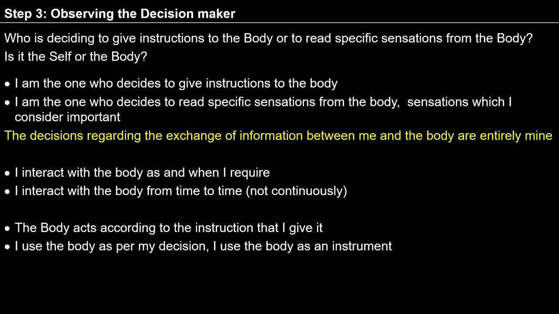I am not interacting with the body continuously. I interact when I think it is important to interact. I instruct when I think it is important to instruct, then only I interact with the body. So the body acts according to the instructions that I give it, and I use the body as per my decision. I use the body as an instrument. So in step 3, we are able to see that I, consciousness, am a decision maker. That is the conclusion of this step 3.